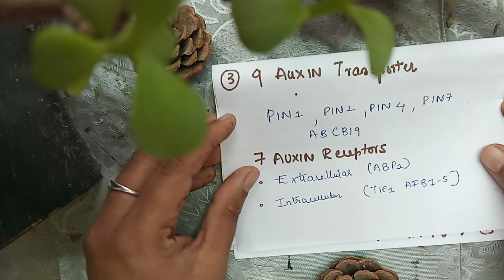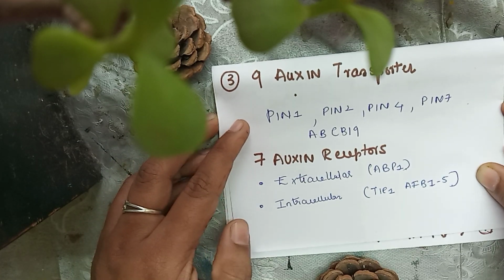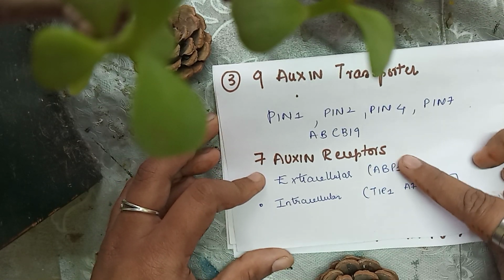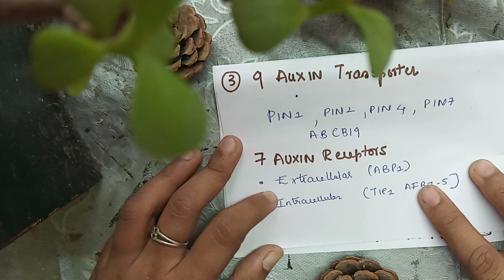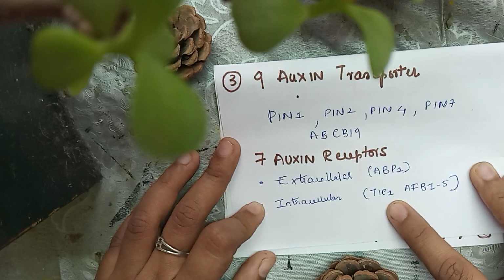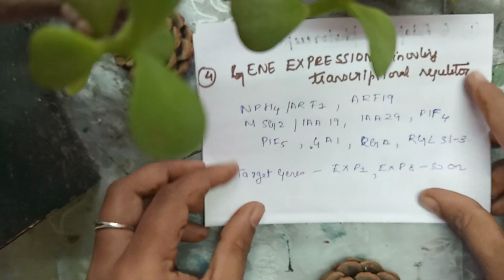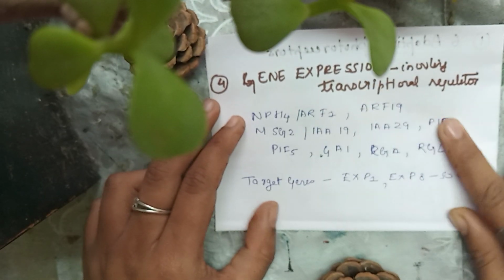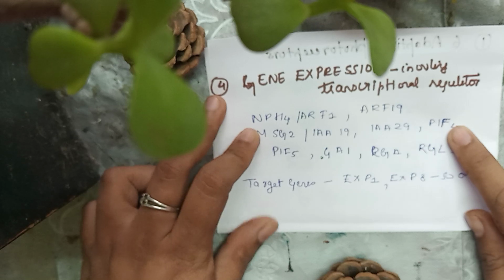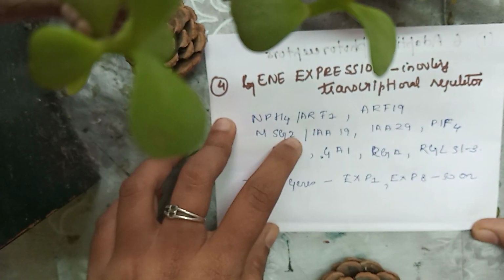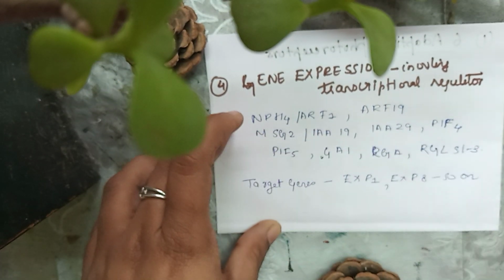And there's more. There are about 9 auxin transporters. To name a few, you have PIN1, PIN2, PIN4, PIN7, and ABCB19. There are 7 auxin receptors, with a few extracellular receptors, which include ABP1, and intracellular receptors like TIR1, AFB1 to 5. And there are also many gene expression pathways which involve transcriptional regulators. There are a lot of them. To name a few, you have NPH4, ARF7, ARF19, MSG2, IAA19, IAA29, and so on and so forth.